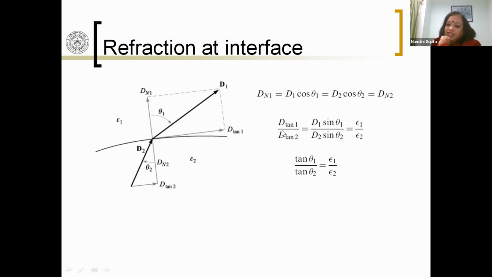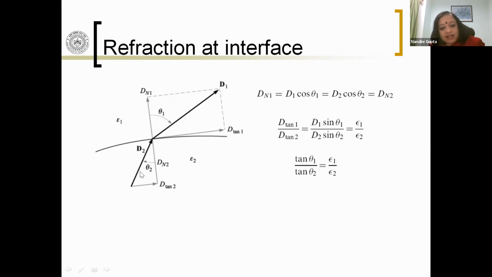On top of that, d tan 1 would be equal to d tan 2, which means that d1 sine theta 1 by d2 sine theta 2 is equal to epsilon 1 by epsilon 2, which gives us the expression tan theta 1 by tan theta 2 is equal to epsilon 1 by epsilon 2. So this is the angle of incidence of the flux line, and you can think about this as similar to optical refraction.